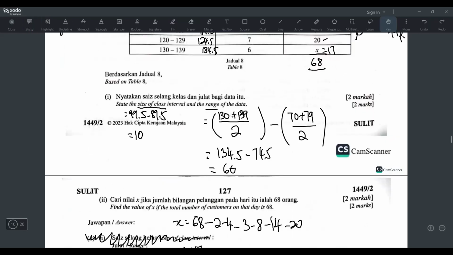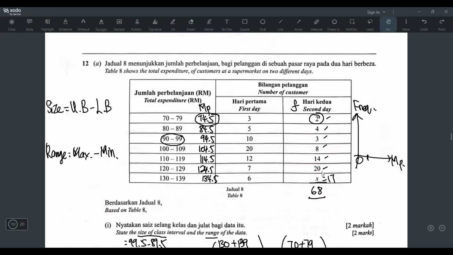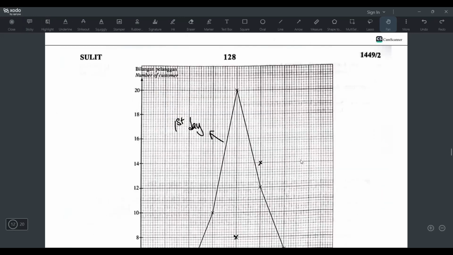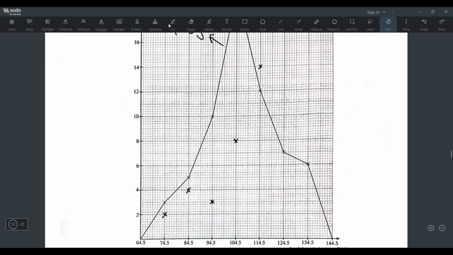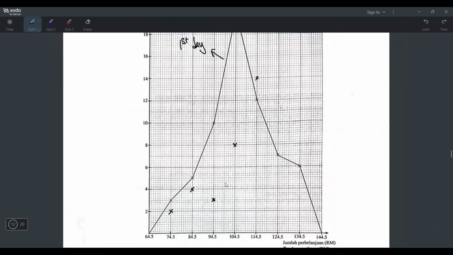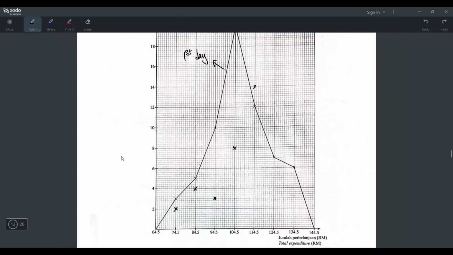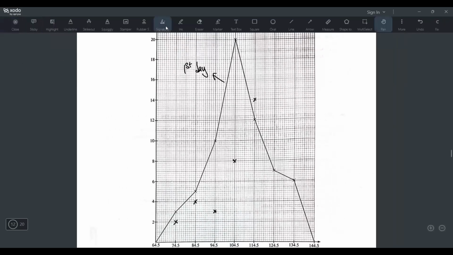124.5, 20, and then the last one is 17. 20 and 17. So this one I have to make smaller a bit. 124.5 is here, 20 is here, and then the last one is 17, right? So this one is 17. Okay, this is 18, this is 16. So middle is 17. So here. Okay, now we have to join, right?